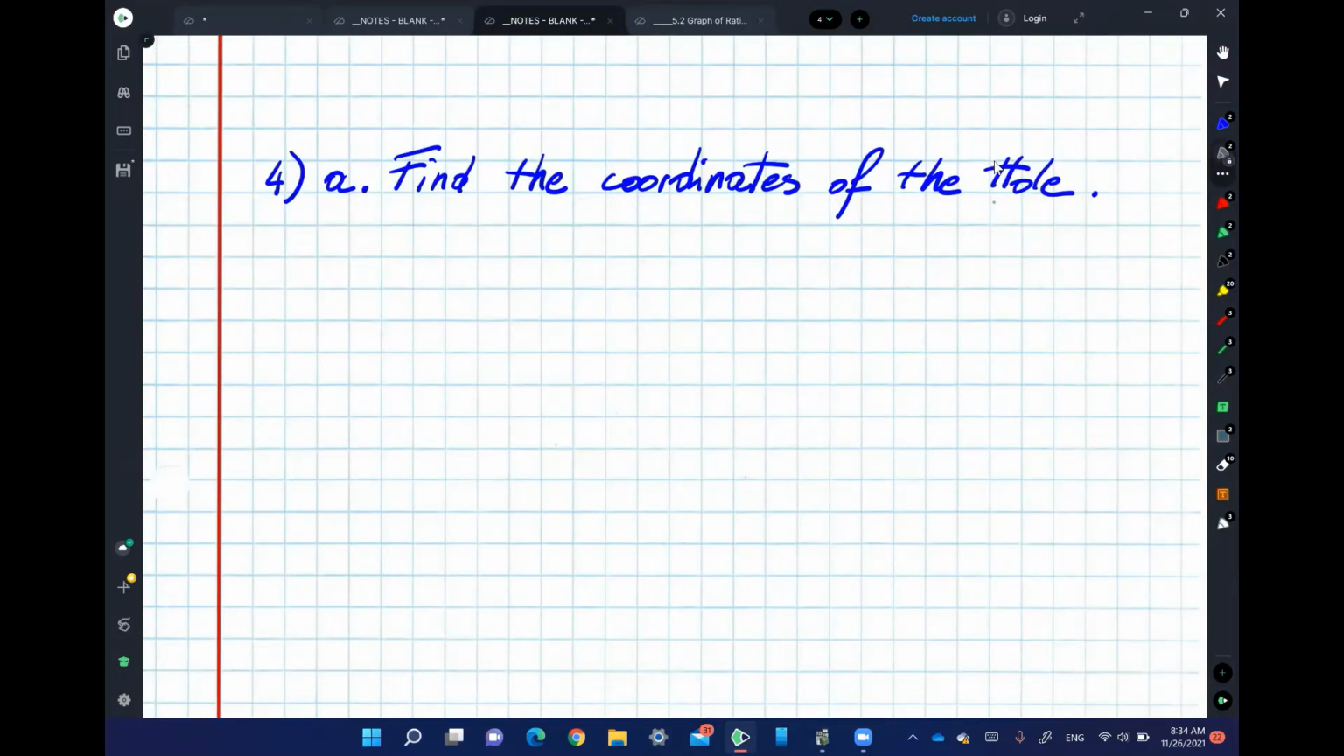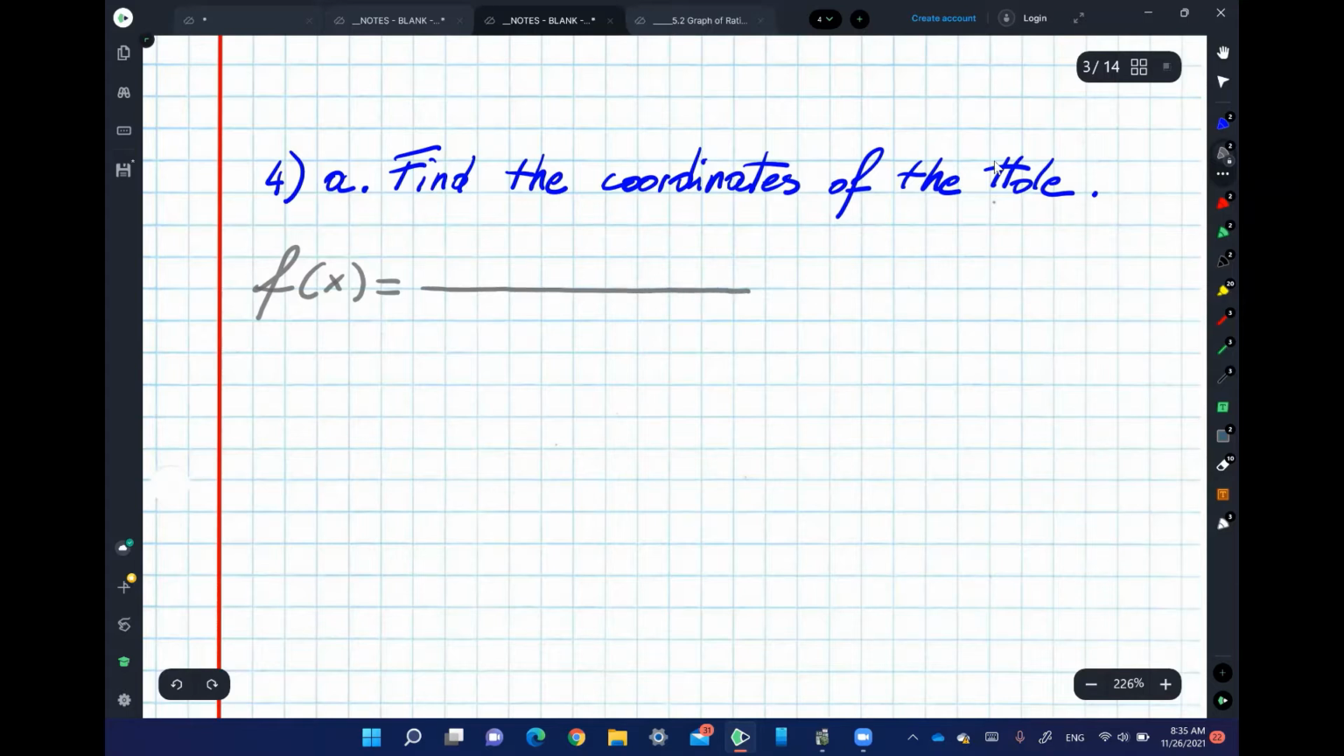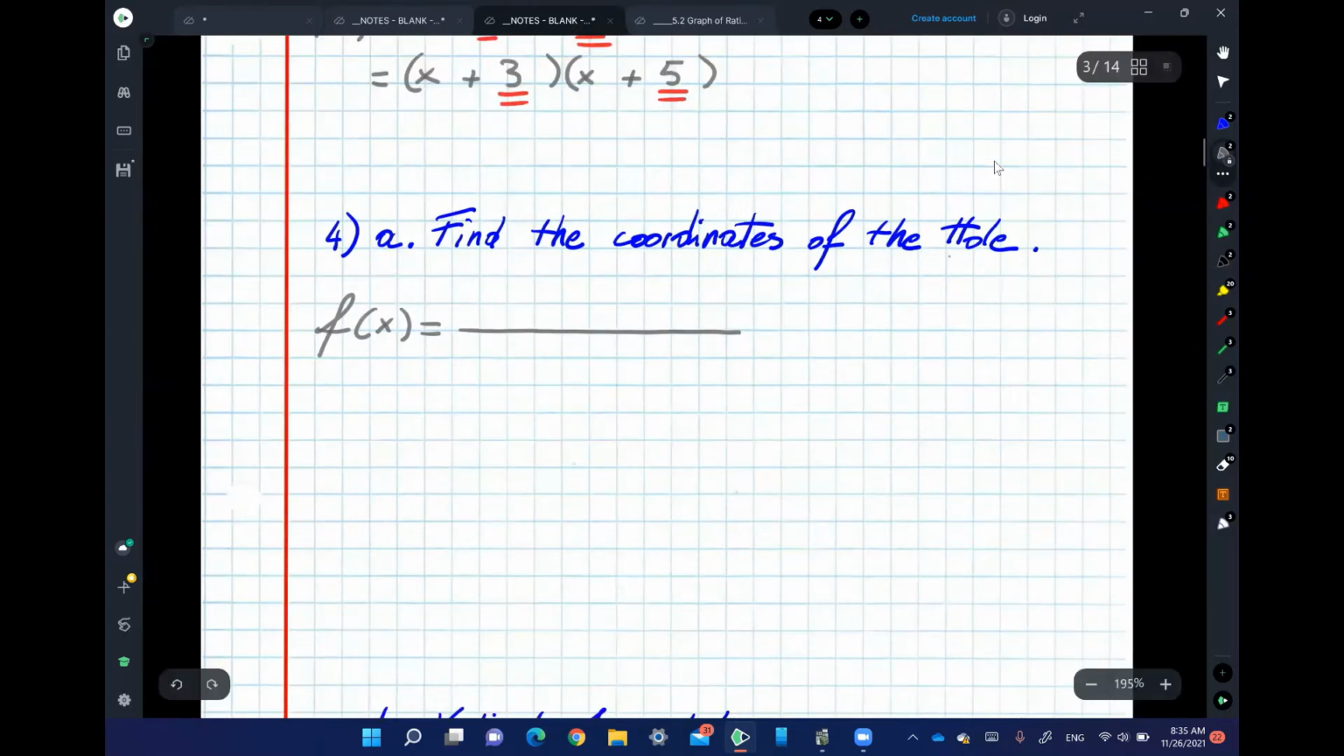Now, question number 4 has 3 parts that will lead to the graphing of f of x, the rational function. The first task in question 4a is to find the coordinates of the hole. To do that, you need to rewrite f of x with both the numerator and the denominator, the divisor, in the factored form.